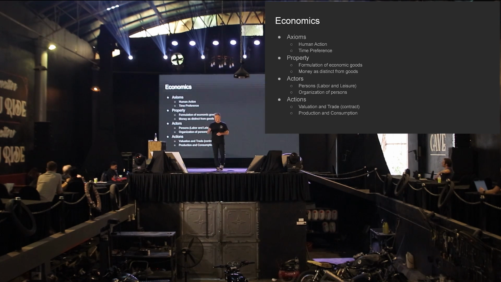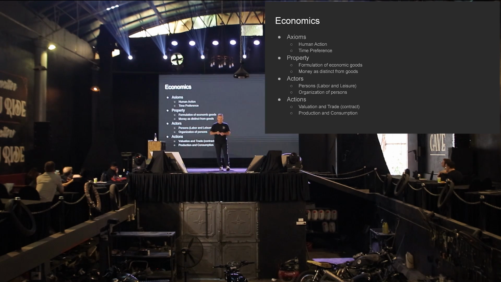Okay, so I've got four sections: axioms, property, actors, and actions. This is kind of unique to this presentation. It's not a book topic. The stuff today came along a little later in the writing, and there's even a presentation that isn't written about in the book, so you get a preview of maybe something that comes next. Okay, so these are the key components of economics: the axioms, the assumptions that you operate on.